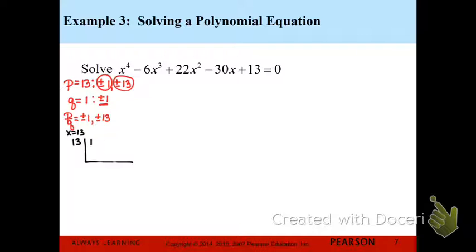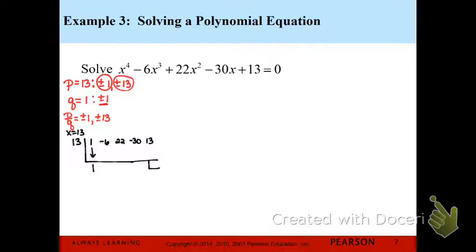So my coefficients, I'm looking at my exponents right now. They're all accounted for, right? Yes. So I have 1 x to the 4th, negative 6x cubed, positive 22x squared, negative 30x, and then a positive 13. And what number do I want in my little remainder box? 0.